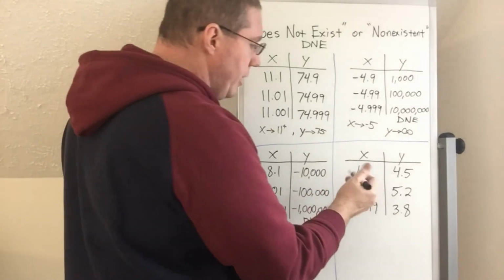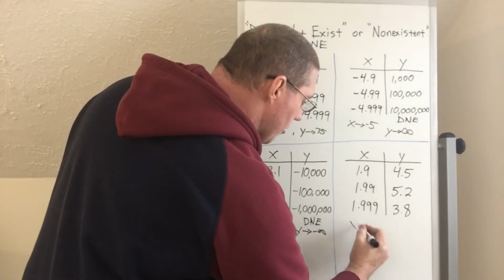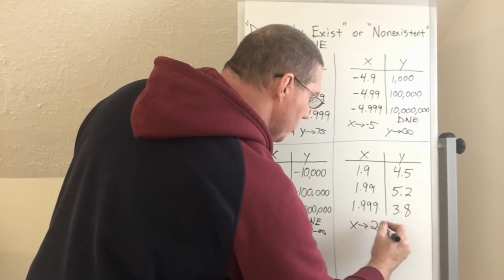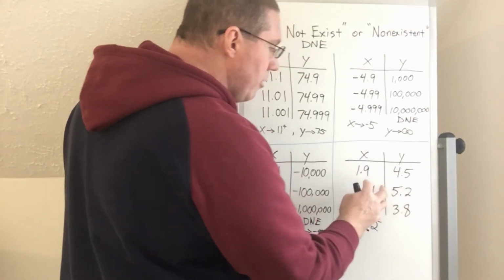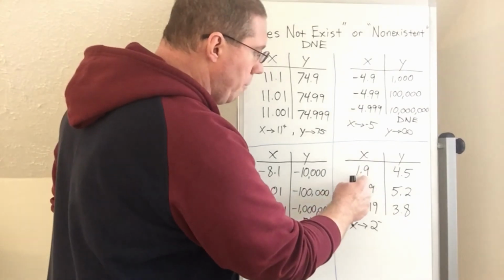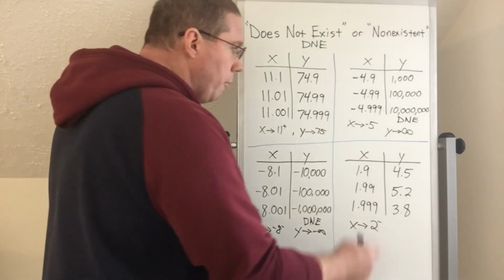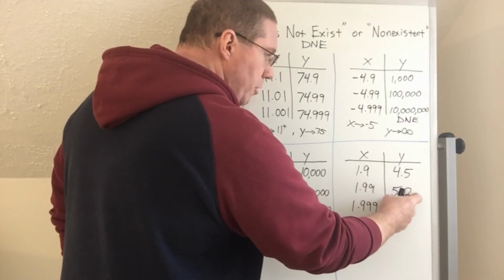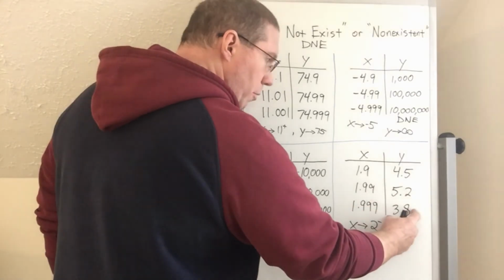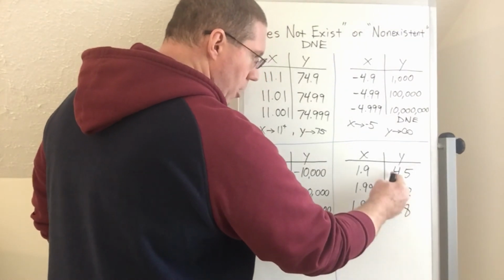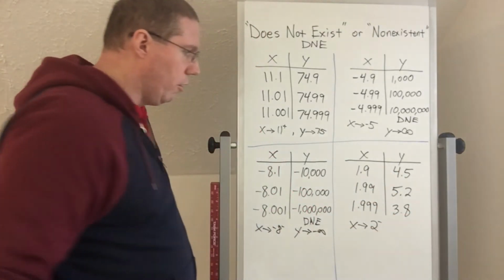Now look at this situation here, where x is approaching, we've got 1.9, 1.99, 1.999. It looks to me like x is approaching 2 from the left side, right? But now let's look at the output values here. So when we plug 1.9 in, the output is 4.5. When we plug in 1.99, the answer is 5.2. Okay, looks like the value got larger. When we put in 1.999, the answer is 3.8. Oh, wait a minute, it just got a lot smaller. So we started at 4.5, we went up by 0.7, then we went down by 1.4, right?